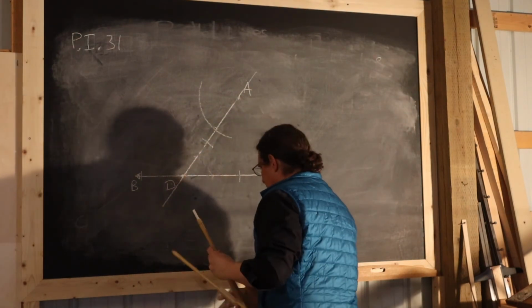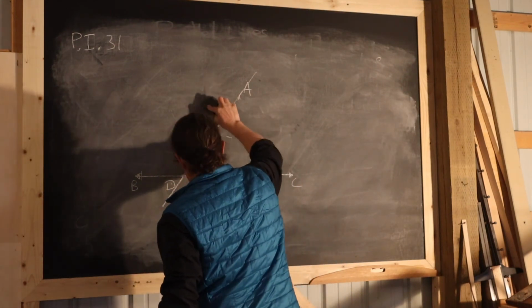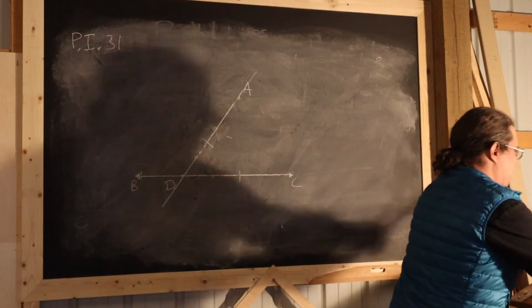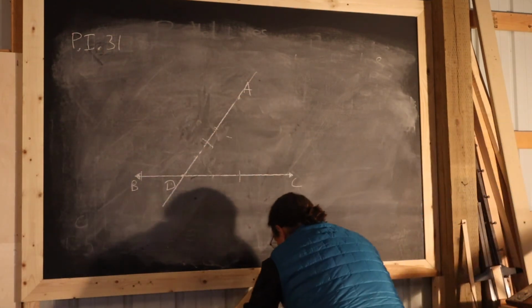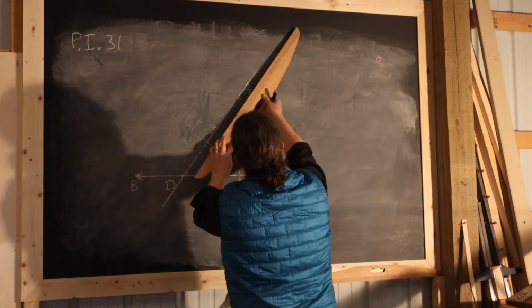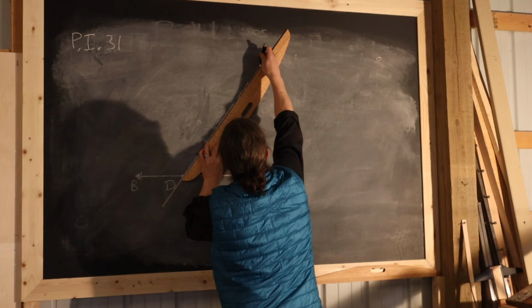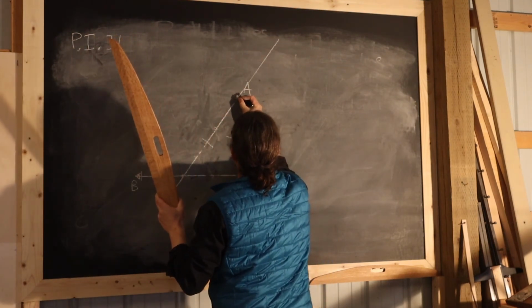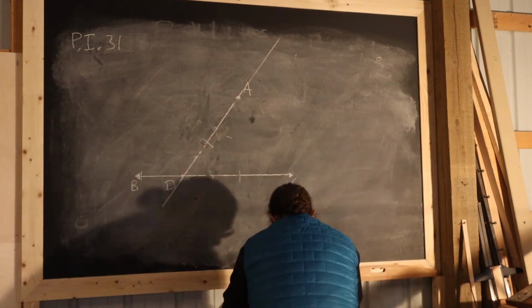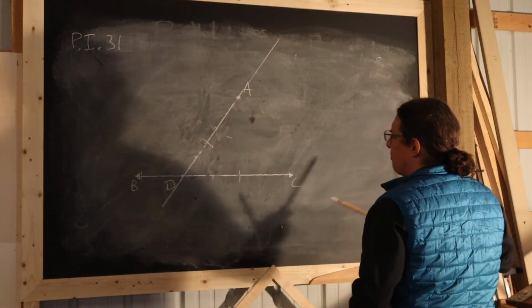Oh, back up. Need to make my picture a little bigger. Copied my arc in the wrong place. Extend this line just a little bit more. Mark where A is. And we'll back up and start over.